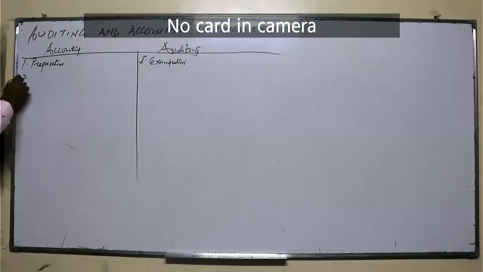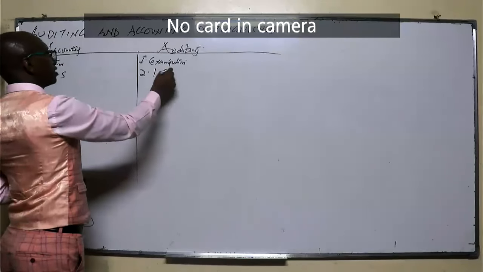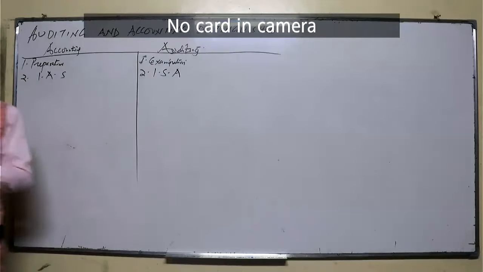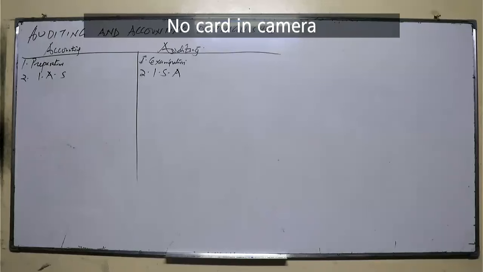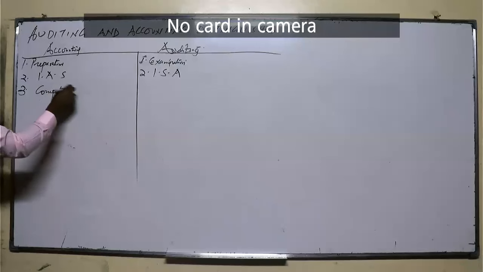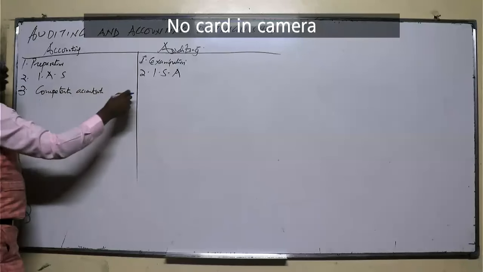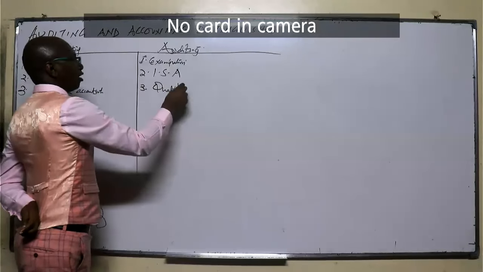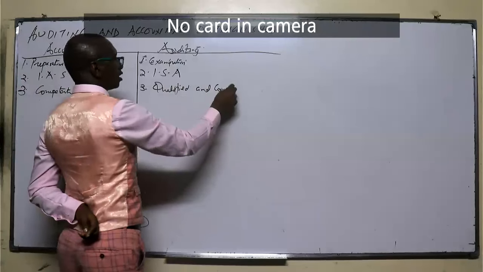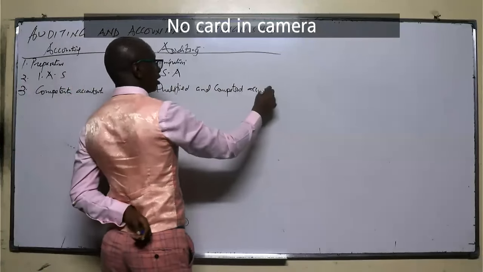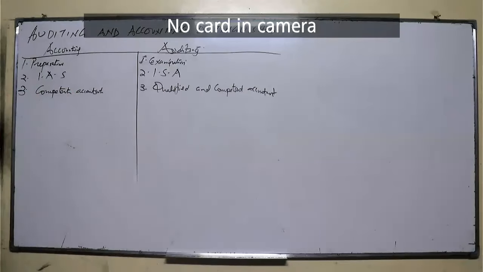Number two, accounting is guided by international accounting standards. Here in auditing we are guided by international standards on auditing. Number three, accounting can be done by a competent accountant, while auditing must be done by a qualified and competent accountant.